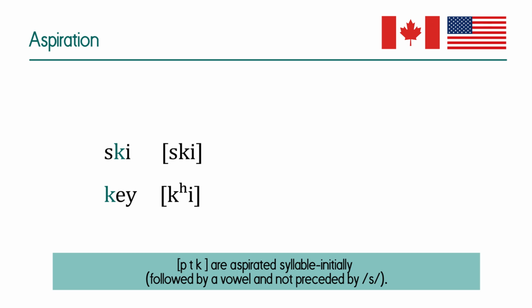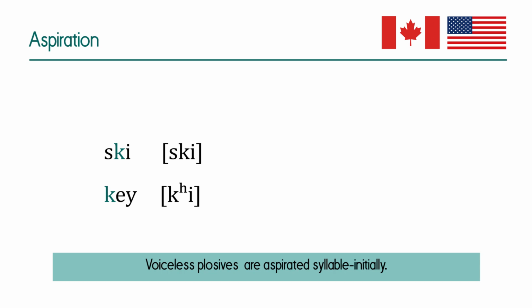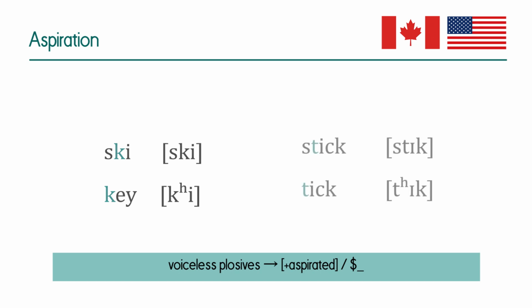So now let me modify this rule and make it simpler. Instead of these, let's just say voiceless plosives. Voiceless plosives are aspirated syllable initially. Now I'm going to make this more technical. So they become plus aspirated whenever they occur syllable initially. Okay, this is what this means.